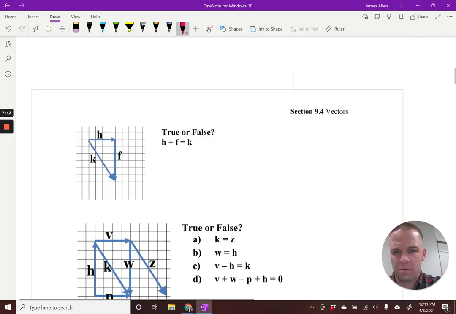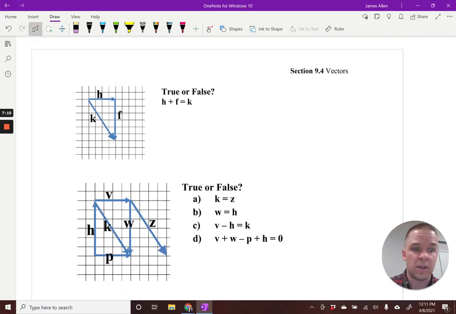Bummer. Two false in a row. That always worries you when you're taking a test. You're like, I have too many falses or too many trues. Am I wrong?